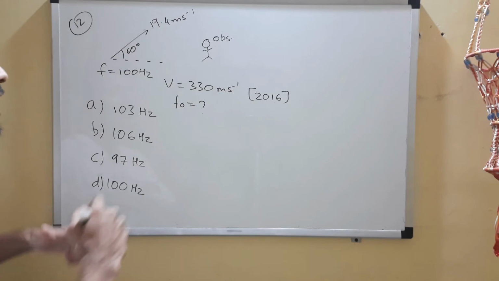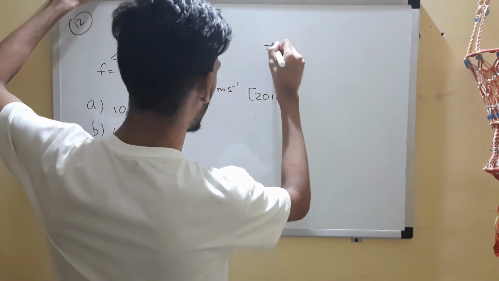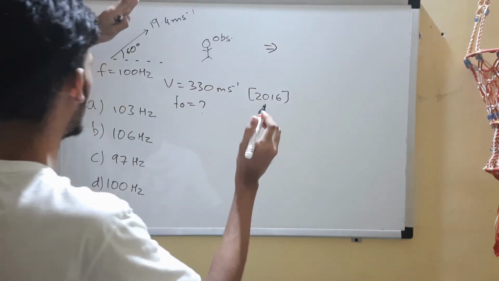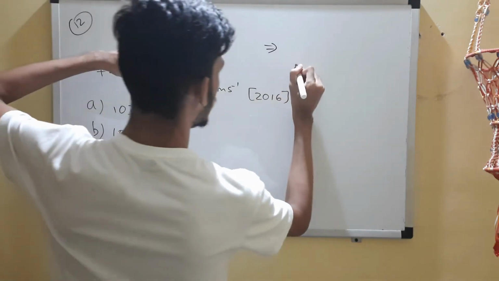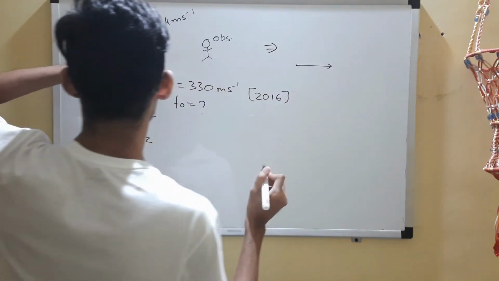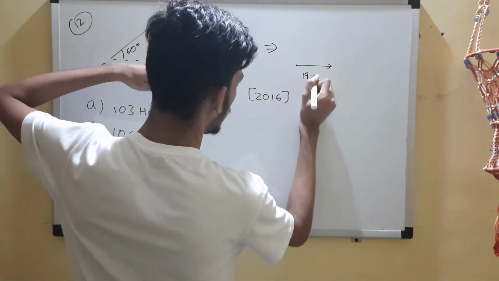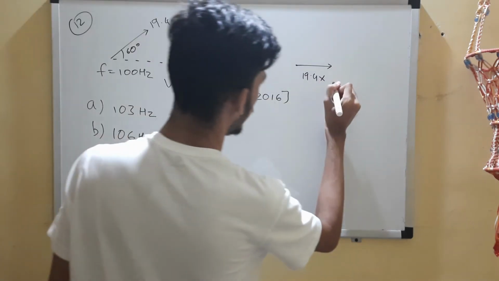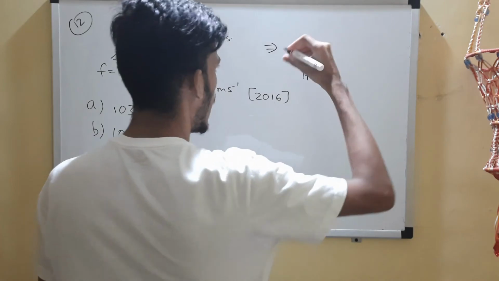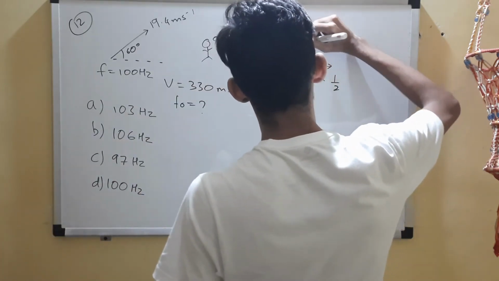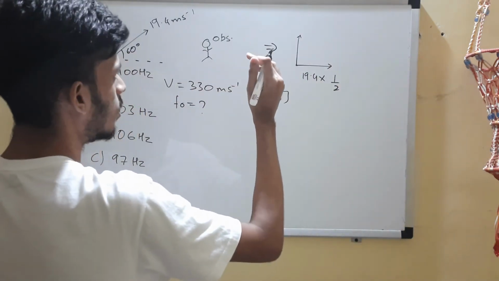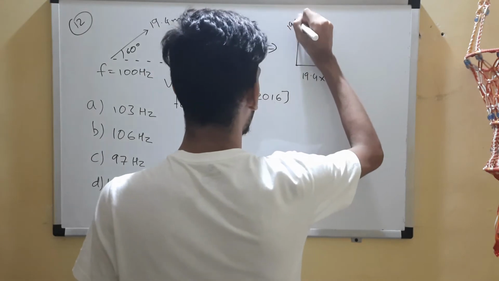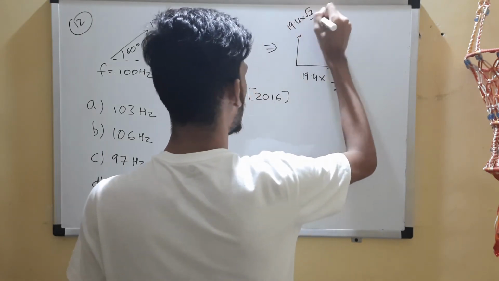Okay, so the first thing that you are supposed to do is to resolve this velocity into two components. Along the ground, along the horizontal, it will be 19.4 into cos 60, which is half. And along the vertical, perpendicular to the ground, you'll have 19.4 into sine 60, which is root 3 by 2.